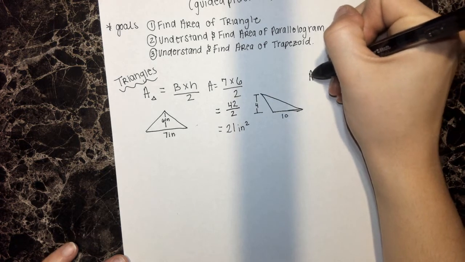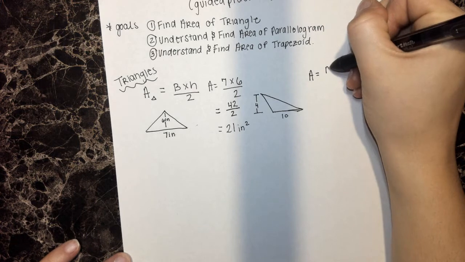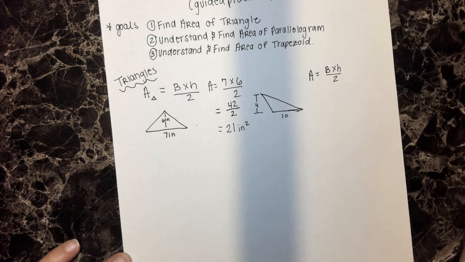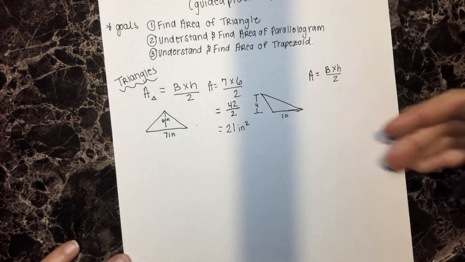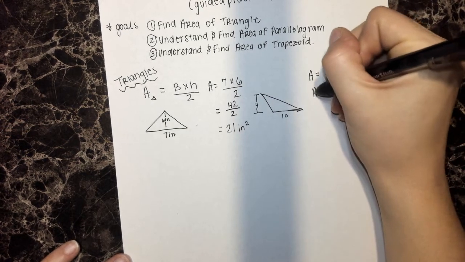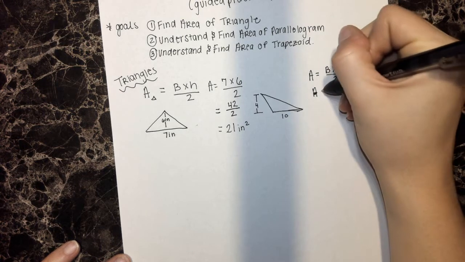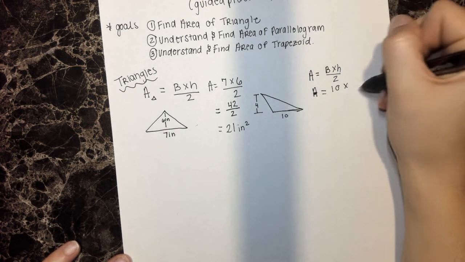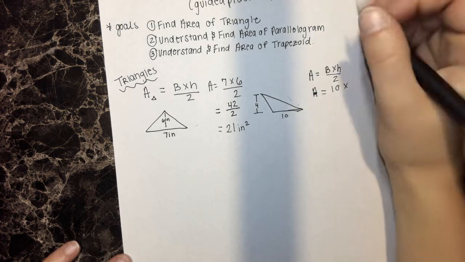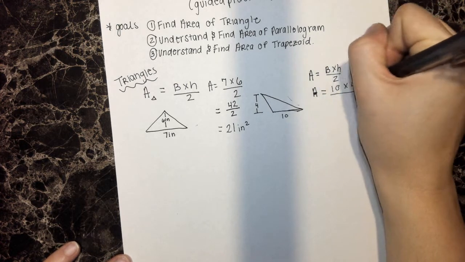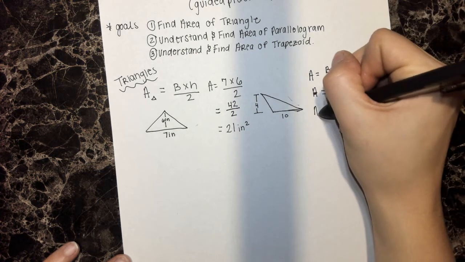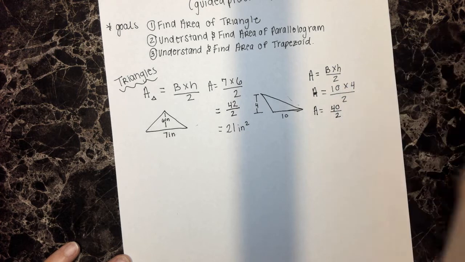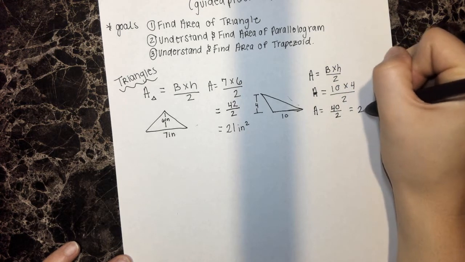When you plug it in, area equals base times height divided by 2. I always start with rewriting the formula because that is what you follow. Then all you do is plug in. Area equals your base is 10 times your height, which is 4. And you would divide by 2. When you start simplifying, area you would get 10 times 4 is 40 divided by 2. And your final answer would be 20.